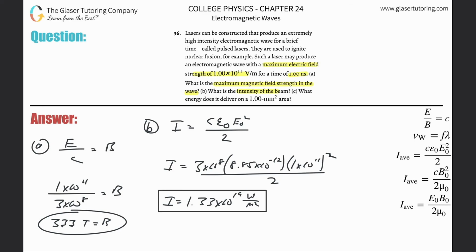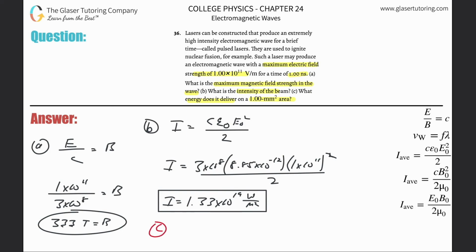And now letter C. It says, what energy does it deliver on a 1 millimeter square area? So we have to somehow calculate energy from this formula when we're dealing with watts per meter squared. I think we're going to have to calculate the energy per second. The problem is that we don't necessarily know the time. Oh no, excuse me, we do know the time. Sorry, I almost didn't realize we do know the time.